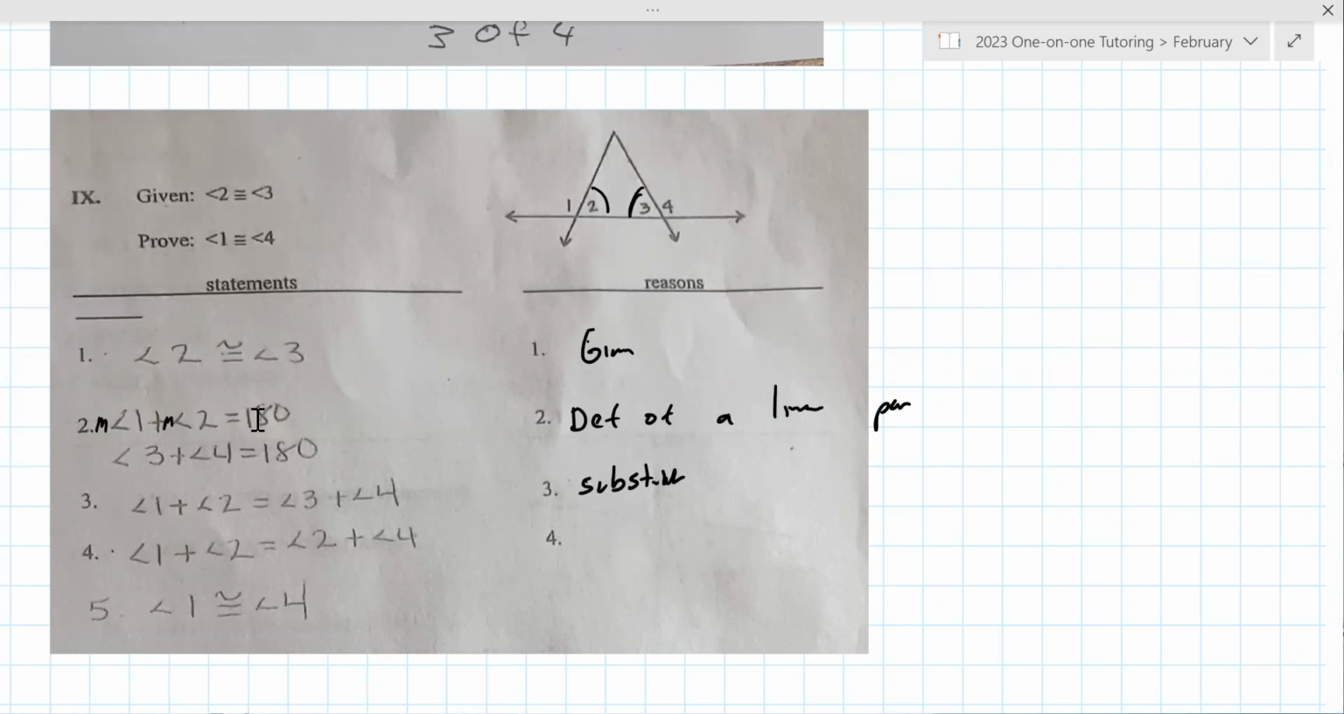Is the next one like addition or something? It's because angle 2 is congruent to angle 3. They're substituting in for this 3 to go to this 2. So again, it's another substitution. You're close. The last one is a subtraction.